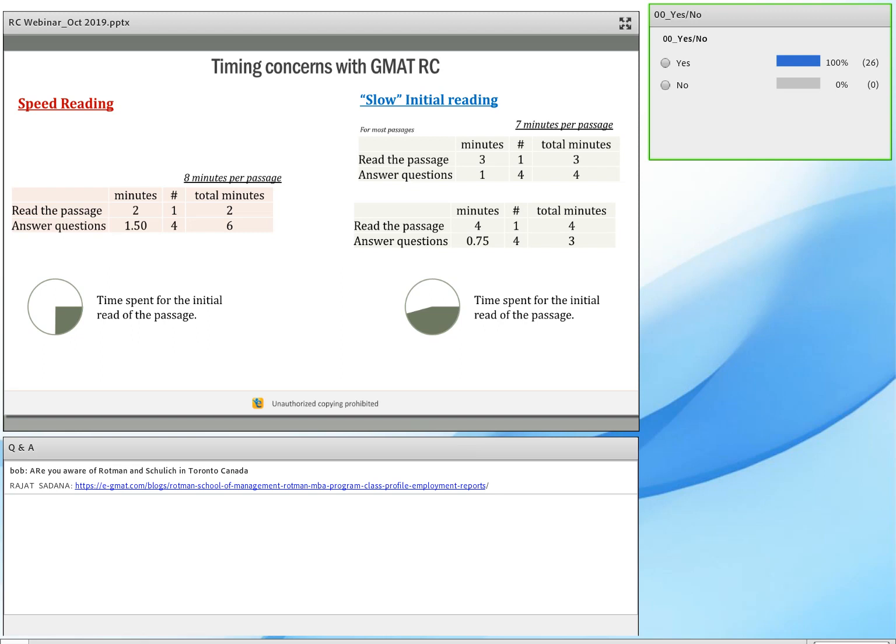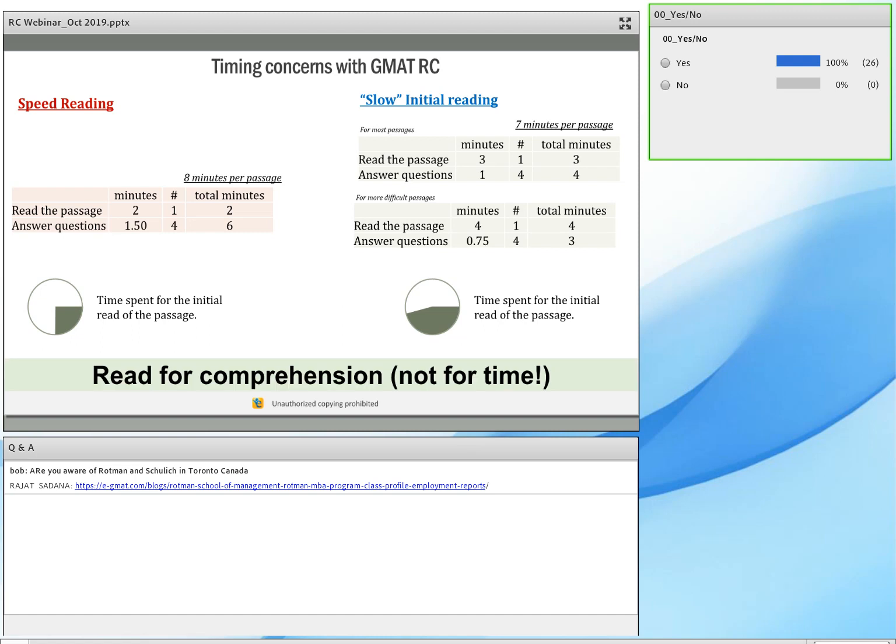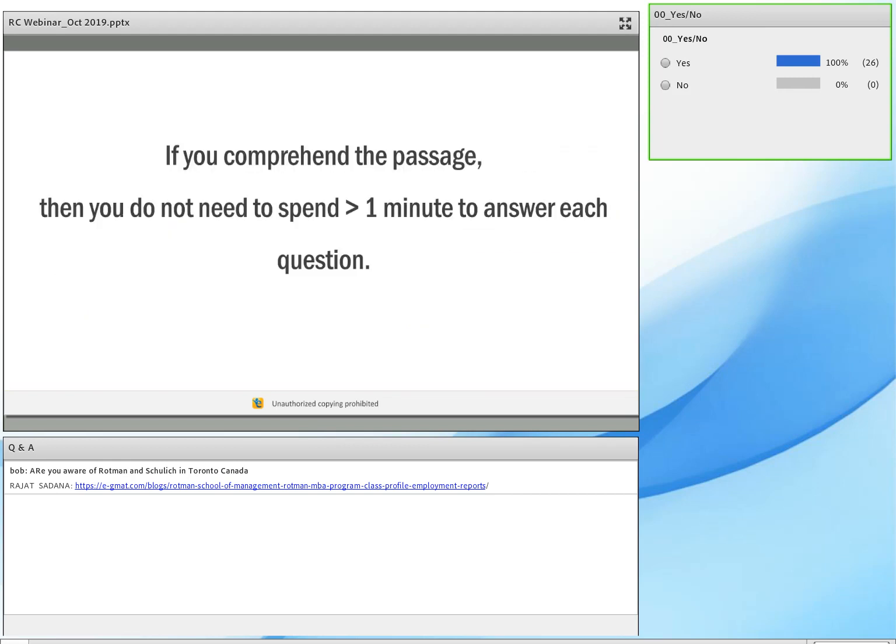If you have that level of clarity upfront because you have read the passage clearly, then there is no reason why you need to spend even a minute to solve the question that you see. So the idea over here is that you're reading for comprehension, not for time. The moment you start to read for comprehension, that's when you see a huge difference in how you are approaching RC. How are you approaching reading the passage for comprehension? That is the main thing.